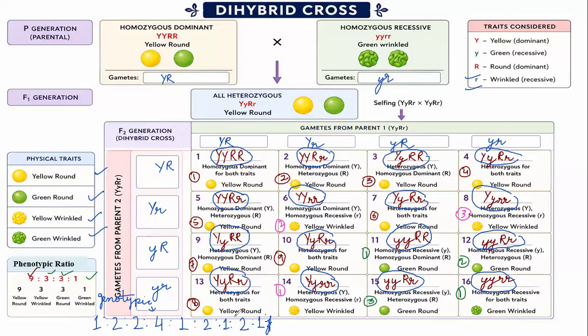I repeat, very simple it is. 1 is to 2 is to 2 is to 4. Okay? Then 1 is to 2, then 1 is to 2, and then only 1. You can learn it in pairs. Then 1 is to 2, then again 1 is to 2, and then 1. Very simple concept and very interesting. I hope it's clear. So basically this was the dihybrid cross.